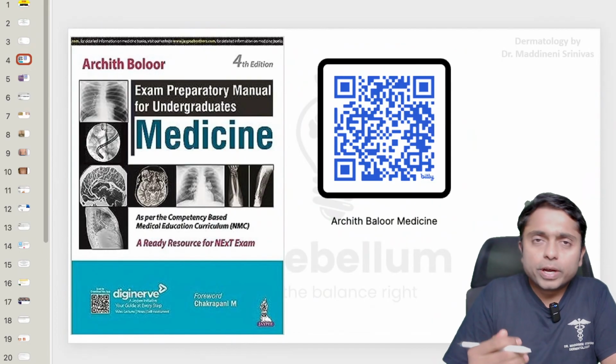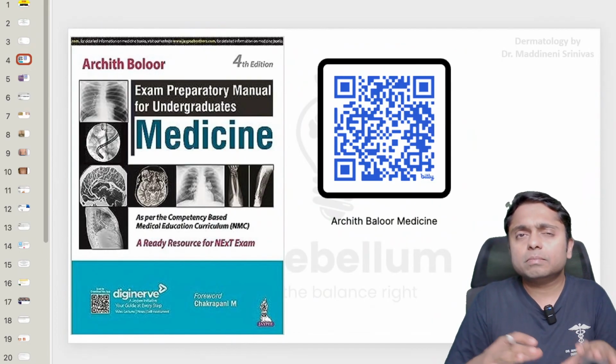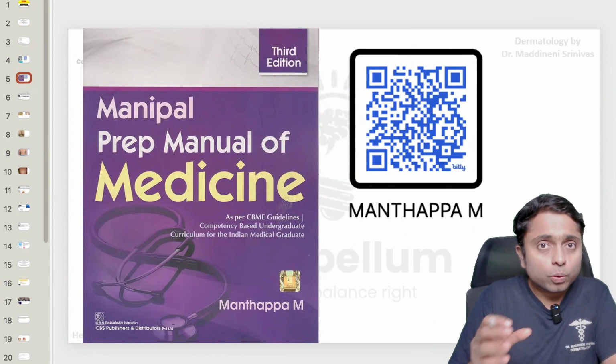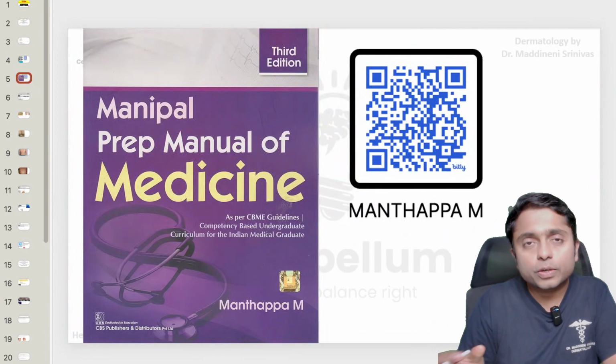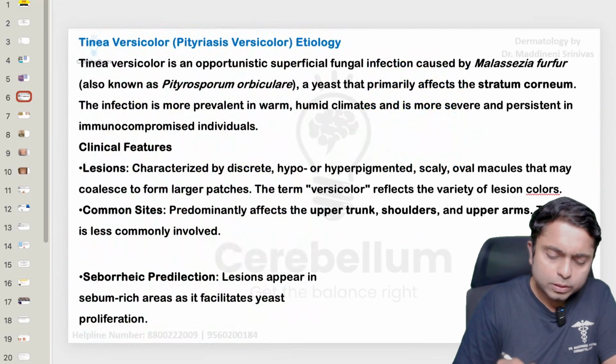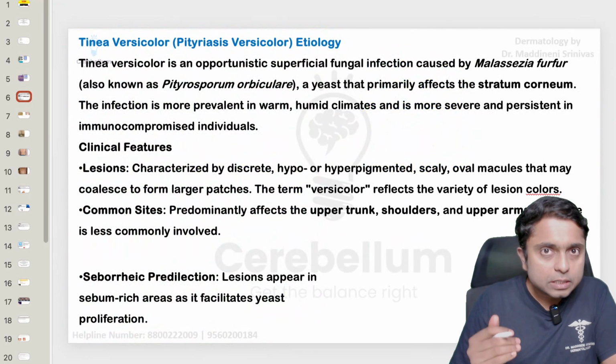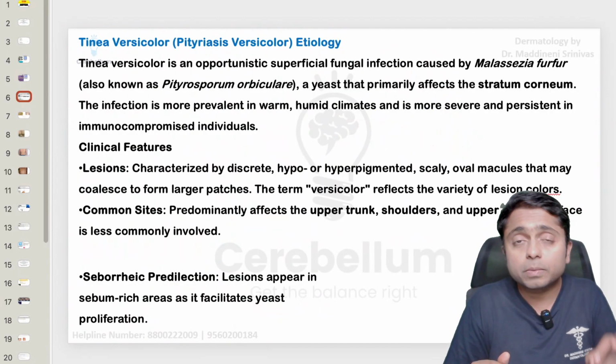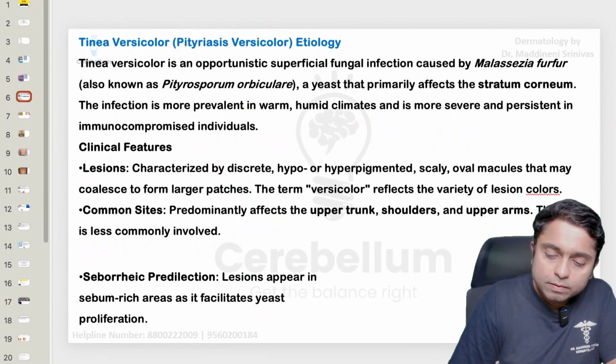I am going to take the information mainly from these books, so you can read from these books after you quickly see this video, so that you are going to remember, and also it will be easy for you to revise all these questions. Very important, sometimes even 15 marks questions also came from dermatology. So this was a 5 marks question.